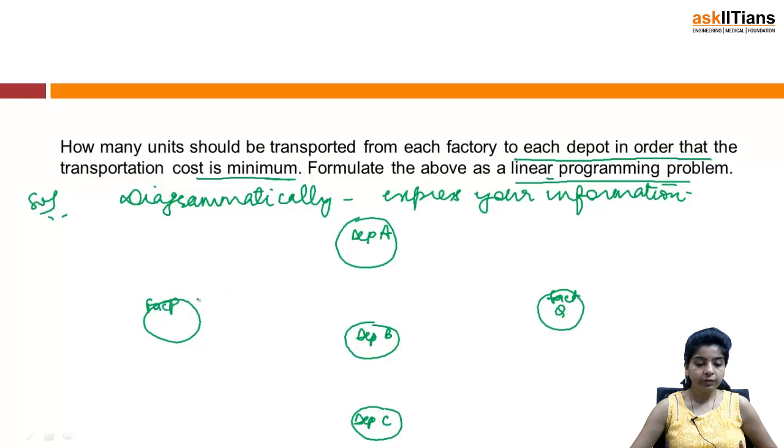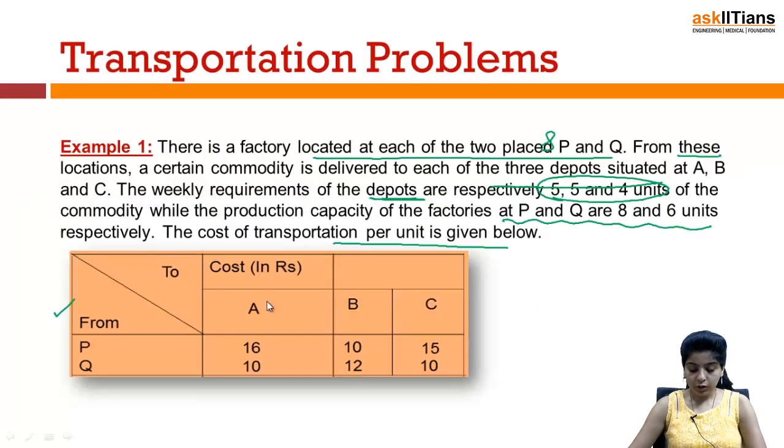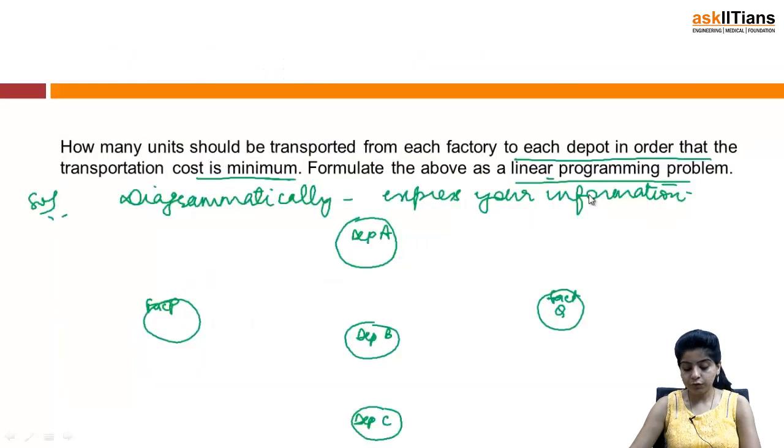This is my factory P, and then what I do is I just put the weekly requirements of depots, which are 5, 5 and 4. So I write down here 5, 5 and then 4. This should be your first step. And similarly for factory P and Q it's given 8 and 6. These are units, 8 units, 6 units, 5 units, 4 units, so on.